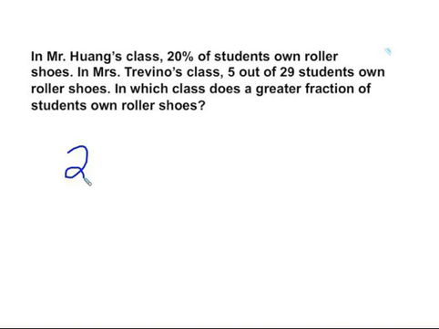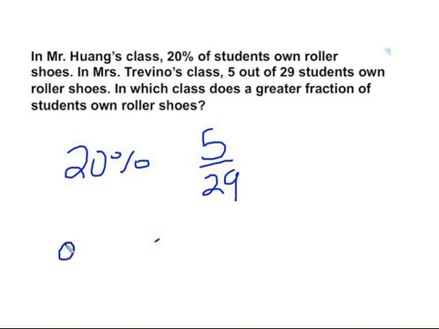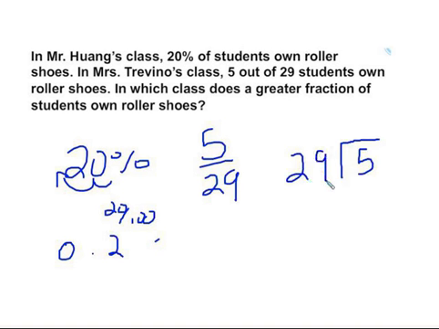Well, now I'm comparing 20% to 5/29. So in this case, I might think to myself, okay, I could do 20 out of 100 for the percent versus 5 out of 29. I could get a common denominator for that, but let's see, can I turn these both into decimals? I know that 20% is 0.2. I took my decimal and I moved it twice over, or I went 20 divided by 100 to get 0.2. I know that 5/29 is simply going to be 5 divided by 29.